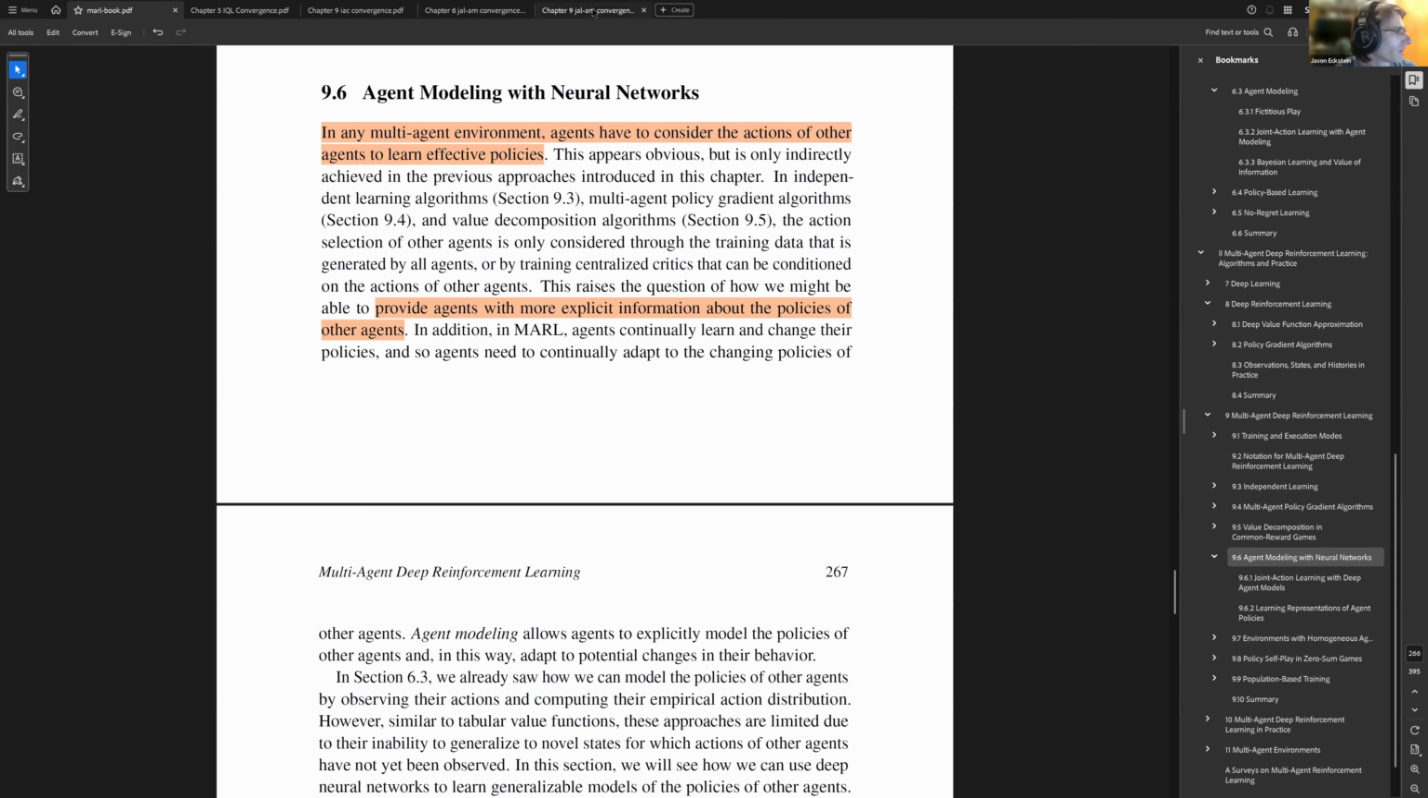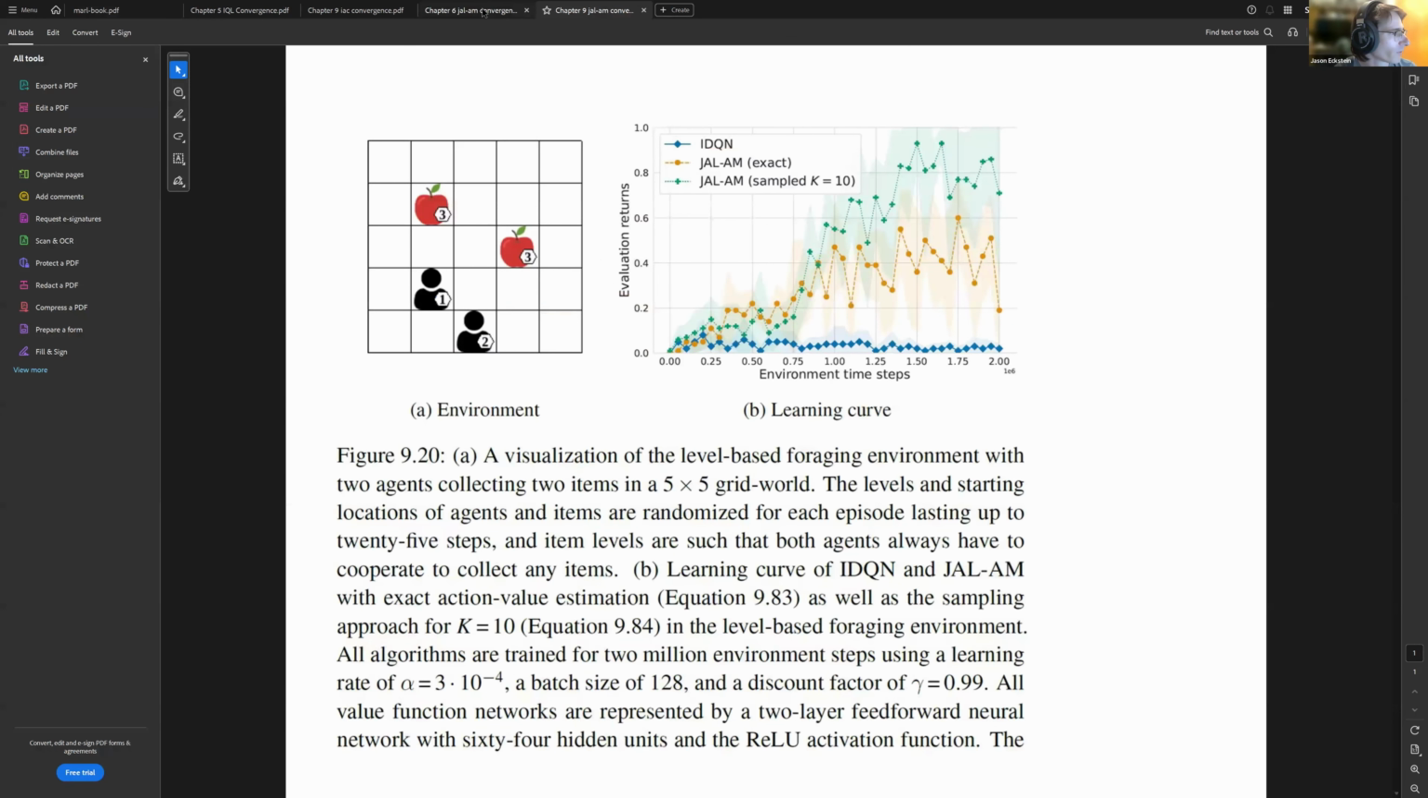I'll just show quickly an example of this. This is a chart from later in the chapter. This chapter continues to come back to this level-based foraging problem. There's lots of versions of it. This looks like a very small version of the problem.